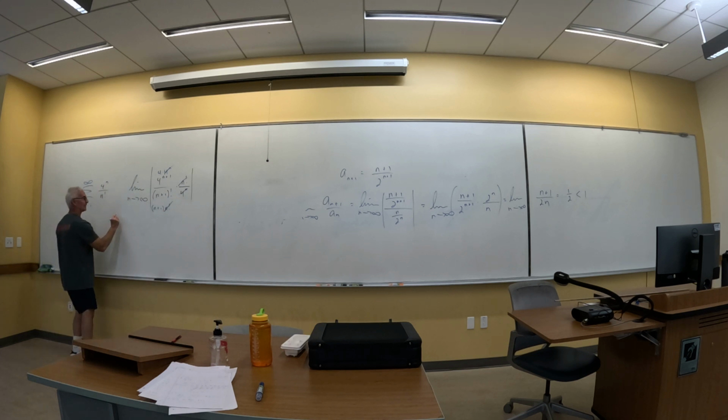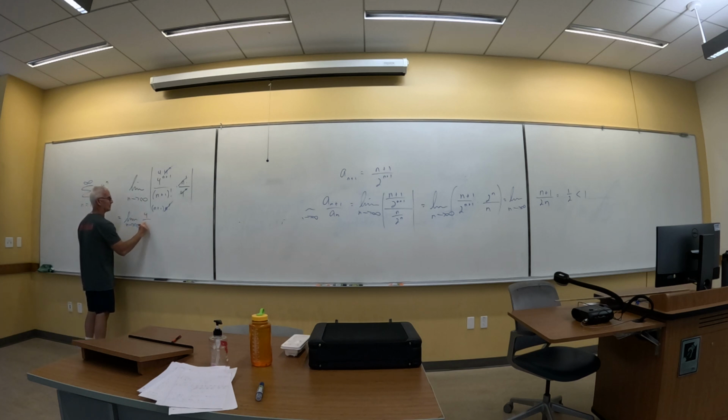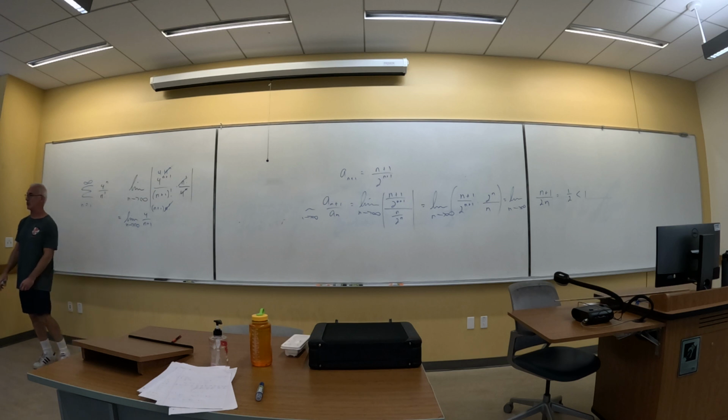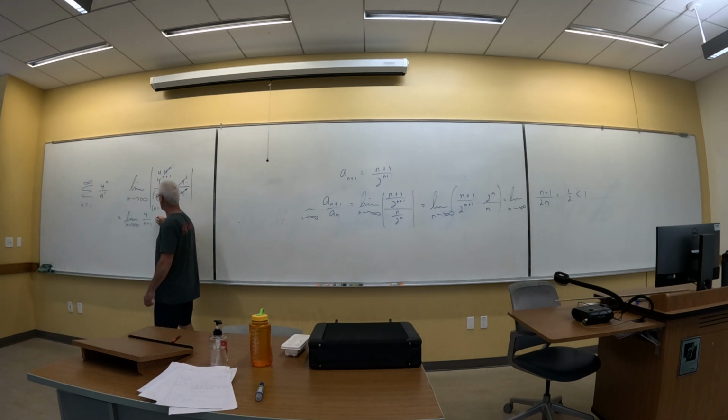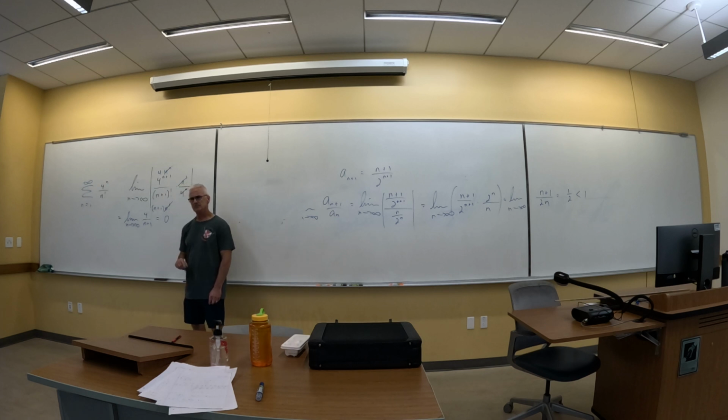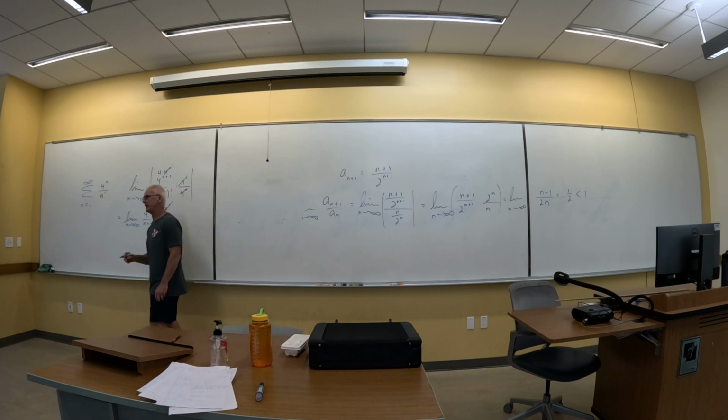What is left? What's left? All but n plus 1. On top I have a 4, on the bottom I have an n plus 1, and because that's strictly positive, I can drop the absolute value. What's this one? 0. Is 0 less than 1? Yeah. So therefore, what conclusion would you make?